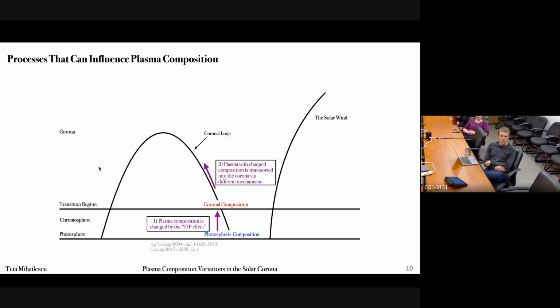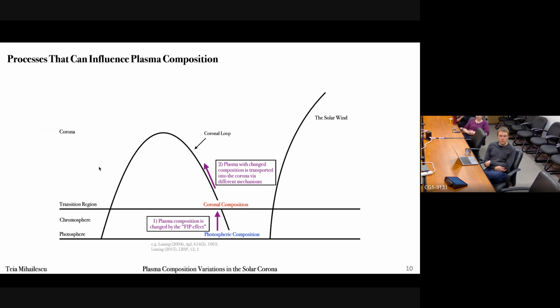But the plasma composition changes are locked in at transition region level, but then it's also important what kind of transport we have for this plasma to go into the corona, because the properties of this upwards flow are going to determine how fast changes that happen at transition region level are observed in the corona, where they are reflected in the corona where we observe them.